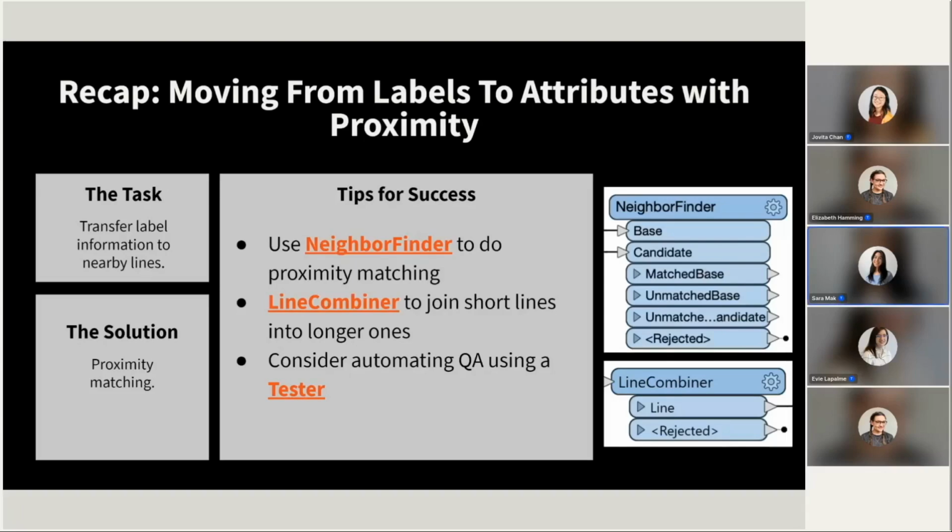One idea you can use to take this workspace to the next level, you can maybe add a tester after the line combiner. That could be used for QA and just making sure that all the lines were properly combined. Anything that falls through can be investigated manually. You can even add some more transformers to patch them up. Many things you could do here to kind of expand on this workspace.